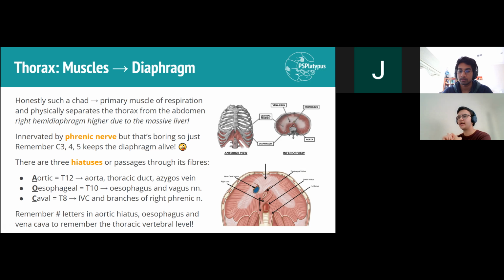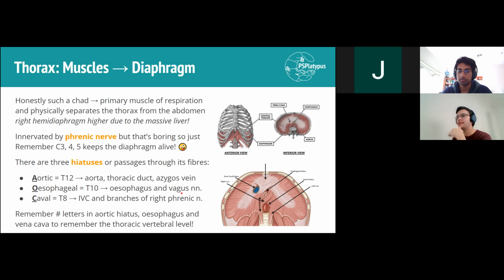And that contains, of course, the aorta, given the name. It also has the thoracic duct, and it has the azygous vein. So generally, it's going to contain a lot of these vascular structures most of the time. The esophageal hiatus is a little bit higher up, and it's at T10. It contains, of course, the esophagus, but also the vagus nerves.